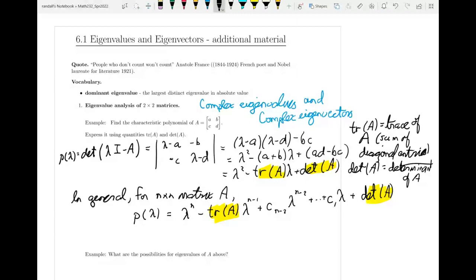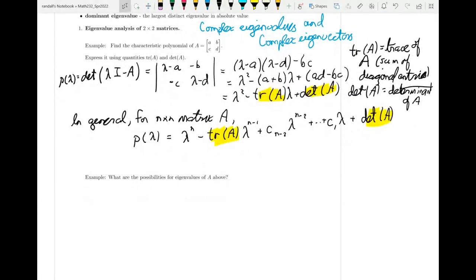Okay, so let's consider now what are the possible eigenvalues for this 2x2 matrix above. So to begin with, let's recall here, for reference, the quadratic formula for a quadratic. Okay, let me just clean that up. So this is for a quadratic polynomial.